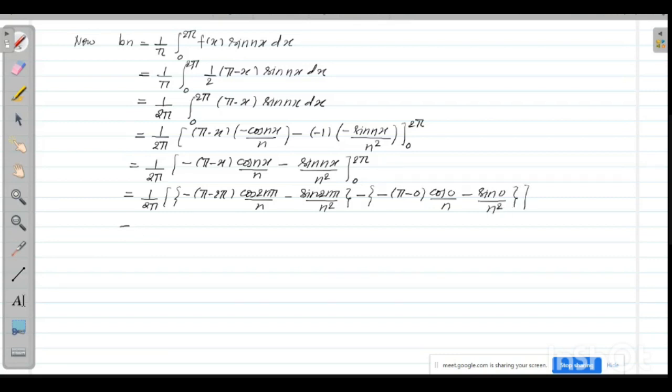So just simplify. So 1 upon 2 pi. Okay, so we simplify this. So this becomes what? Pi minus 2 pi. That is what? Minus pi.